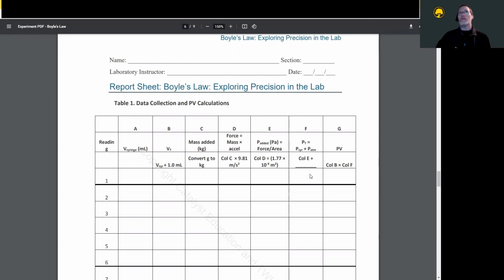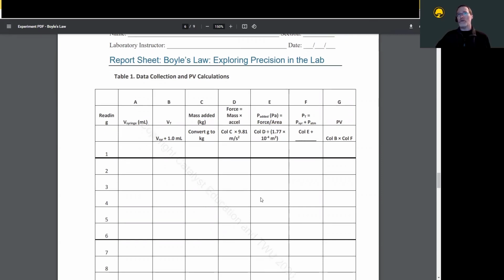And this is where I want to go to the separation here, and they have these bold lines for this reason. In the added mass situation, this formula is correct. You're going to take the pressure in the syringe, which is this number that you've calculated here in column E, and you're going to add that to the atmospheric pressure. We'll get to atmospheric pressure in a second, but you're going to add them together in here.